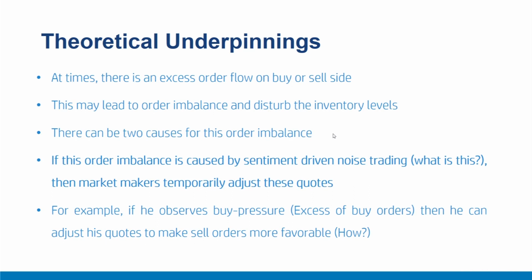If the order imbalance is caused by sentiment-driven noise trading, such imbalances are expected to be temporary. Market makers adjust their quotes in temporary fashion to absorb these imbalances. Once these order imbalances are absorbed, the quotes revert to their original levels. In contrast, order imbalances driven by informed trading are more permanent in nature, and therefore the quote adjustments made by market makers are more durable and permanent in nature.